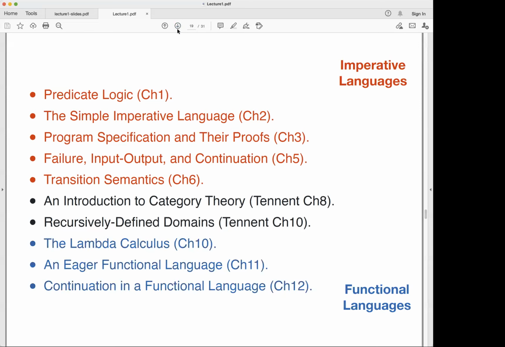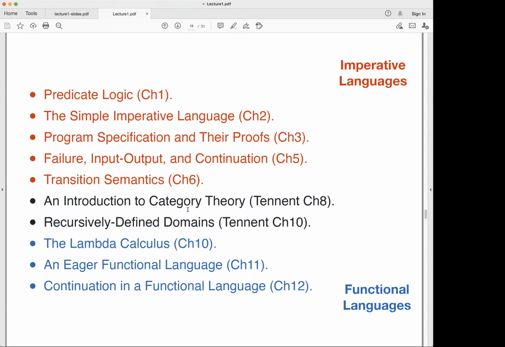After the midterm exam, the course shifts gear and focuses more on the higher-order languages. So we will study the lambda calculus. Higher-order language means it's a programming language that allows you to pass functions as a parameter to another function, also return functions as a result of function calls. So functions become first-class objects in these languages.